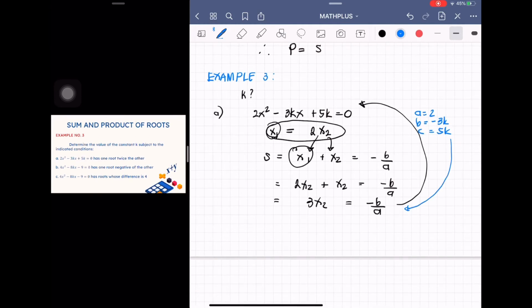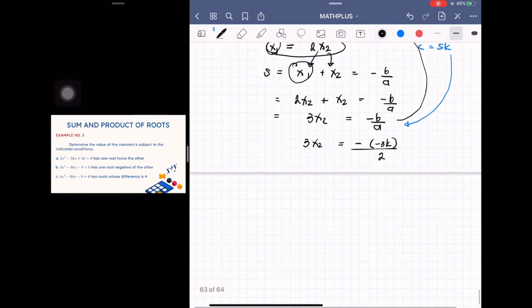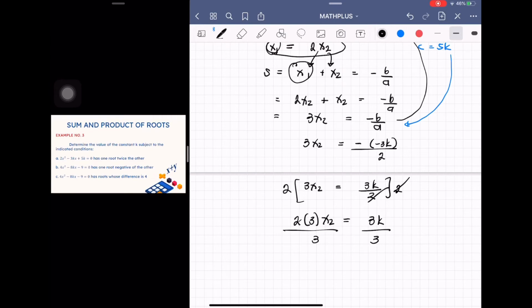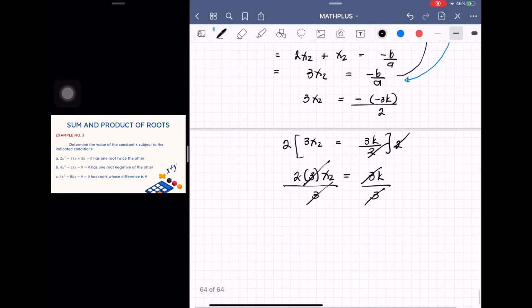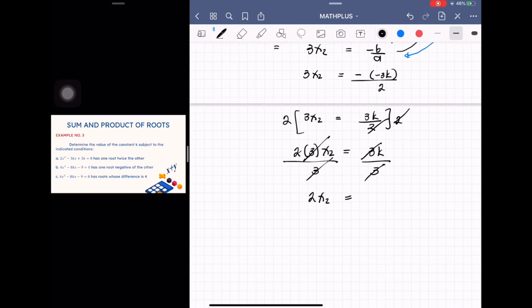Substituting these values in this equation, that will result to 3x2 equivalent to the negative of b, which is negative 3k, all over a, which is positive 2. You'll be able to simplify this as 3x sub 2 equivalent to positive 3k over 2. You can multiply both sides of the equation by 2 to remove the fraction, so you get 2 times 3 times x sub 2 equals 3k. Then 3 is common on both sides, so if you divide both sides by 3, it cancels. Therefore, twice one of the roots is simply equivalent to k.